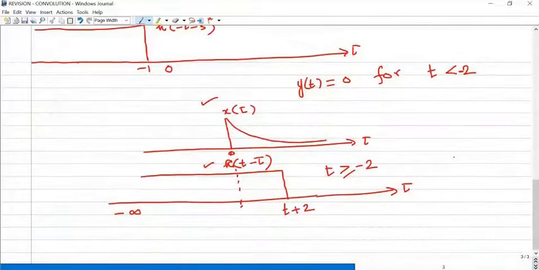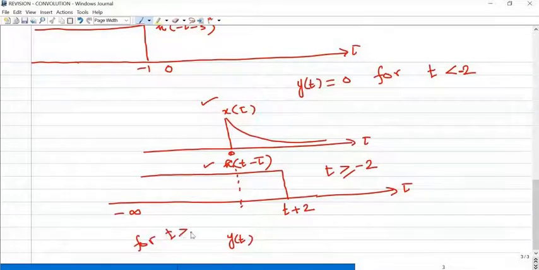So now, what is the equation for y of t for t greater than or equal to minus 2?